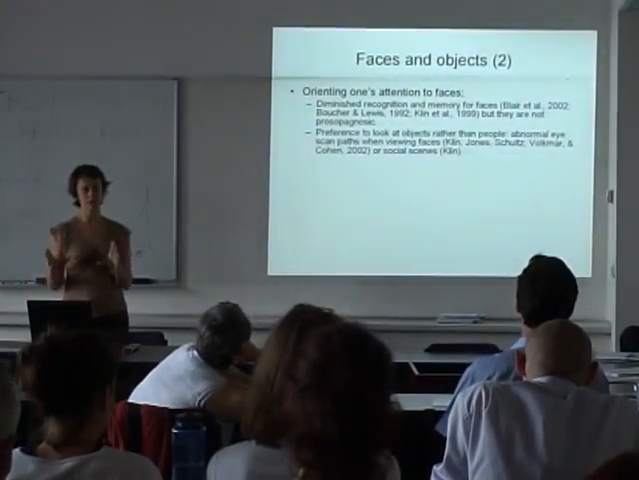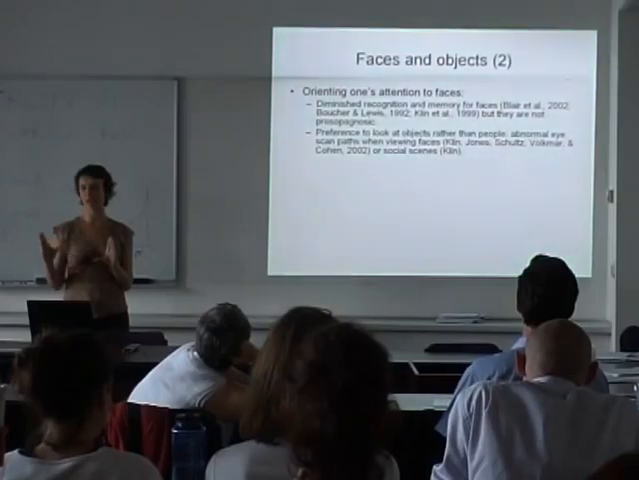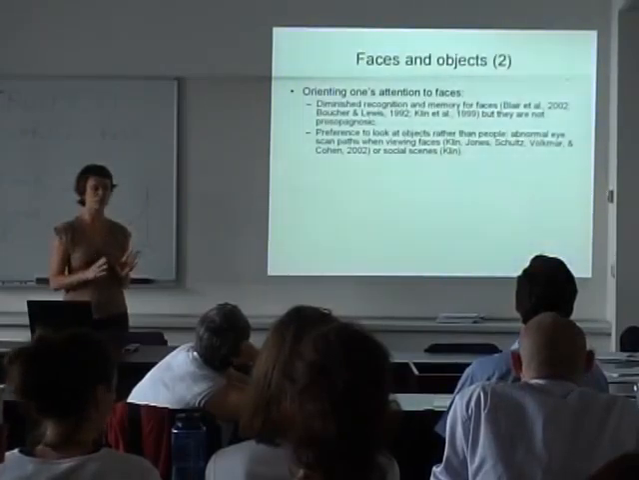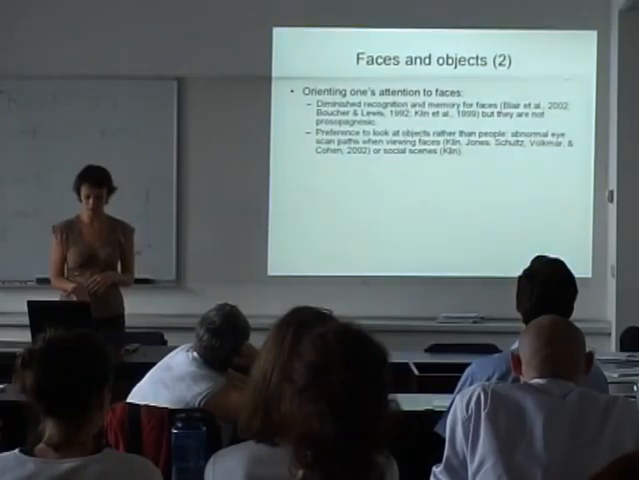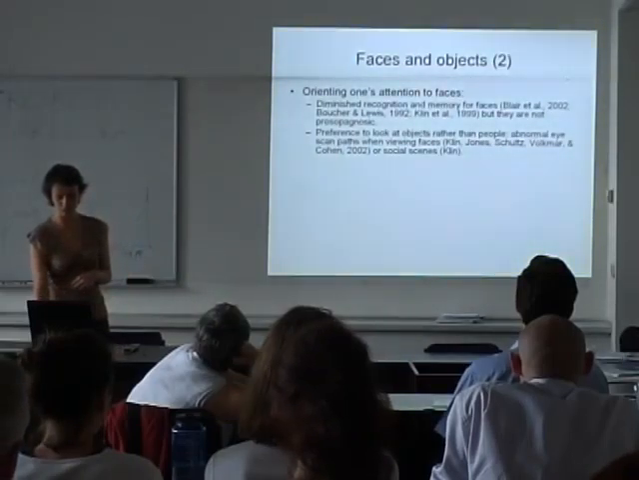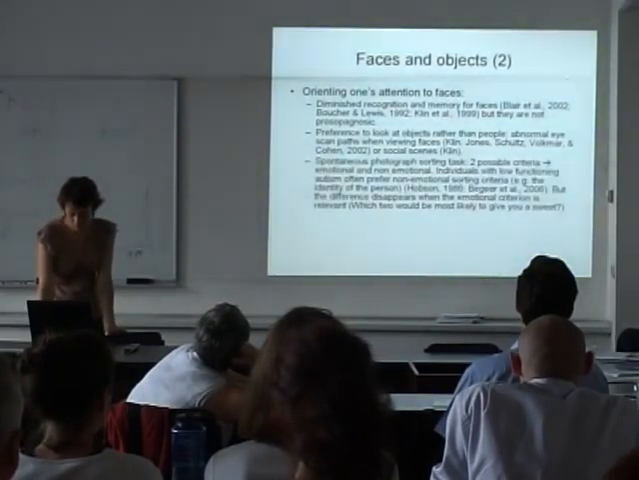Also, if you present an autistic person with a social scene and measure the scan paths, you're going to see that they look at different things from us. So we tend to focus on people and they tend to focus on objects. But again, we don't want to say that they're not able to look at people. Of course they're able to look at people. They just prefer to look at objects.